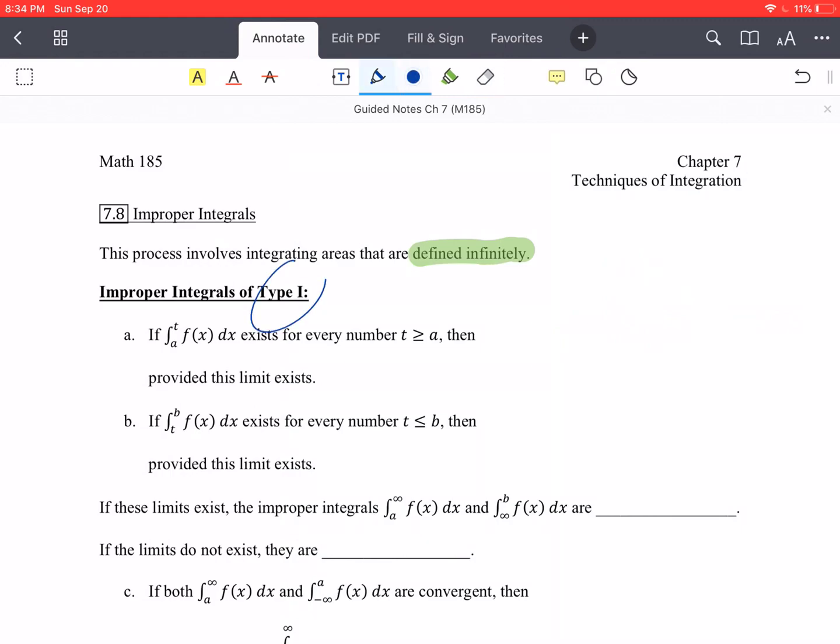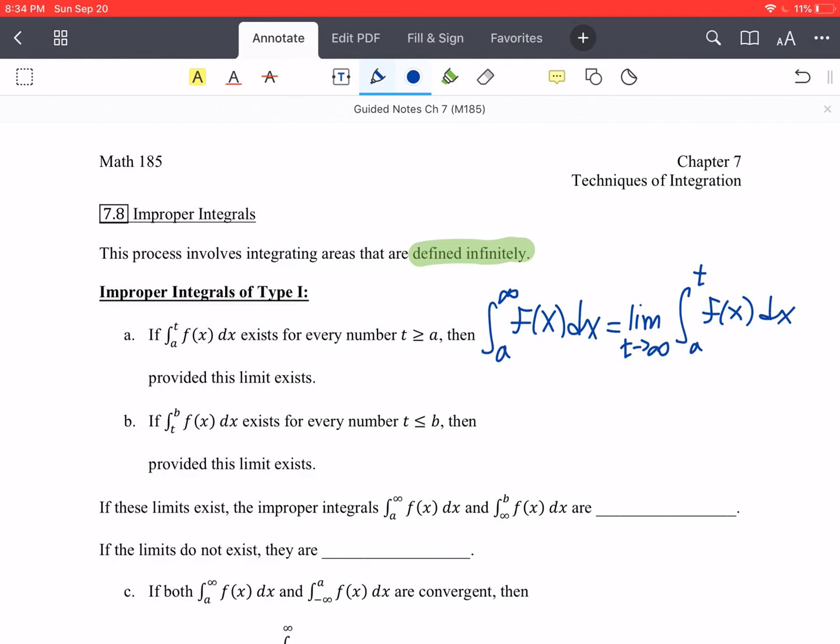So we have two types, so we're going to start off with type 1. If the integral from a to t of f of x dx exists for every number t greater than or equal to a, then the integral from a to infinity of f of x dx equals the limit as t approaches infinity of the integral from a to t of f of x dx, provided that this limit exists.